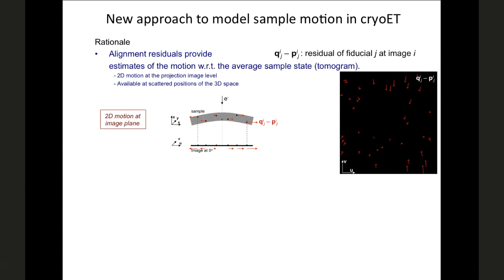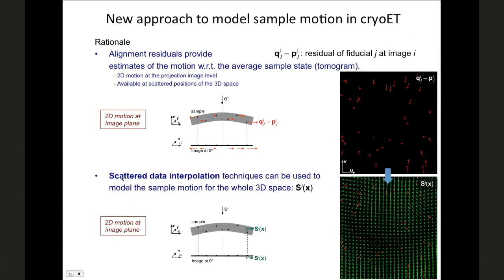But if we want to take into account the motion for the tomographic reconstruction, we cannot deal with scattered positions. We need a smooth, continuous model of the motion. How can we do that? If we apply scattered data interpolation techniques, we can go from here to here and obtain, in green, a smooth, continuous sample motion model that now can be used in the next step in the tomographic reconstruction program.